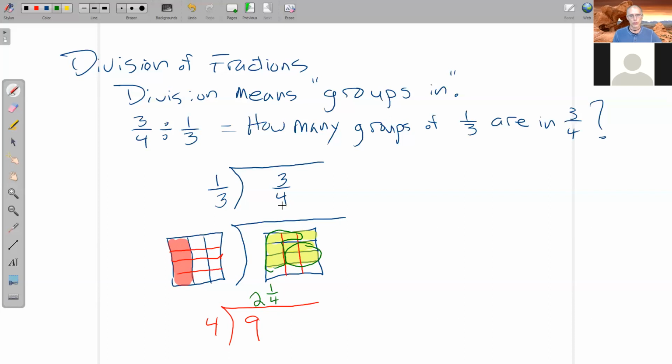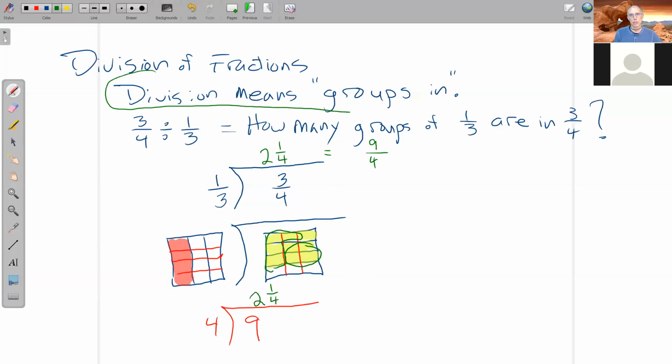So 1/3 goes into 3/4, 2 and 1/4 times. For those of you who prefer improper fractions, 4 times 2 is 8 plus 1 is 9. That would give me an answer of 9/4 would be the other way to think about it. And notice there are 9 pieces here, and I was looking for 4 at a time. So that's another way to justify that 9/4 there. So a couple different answers there to justify this.